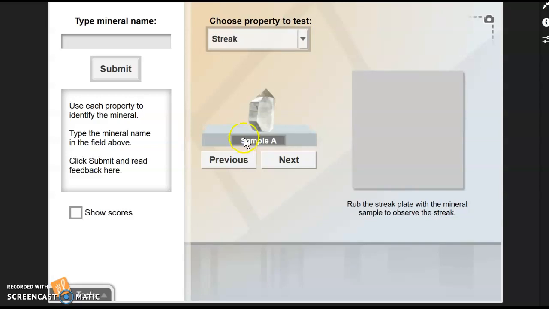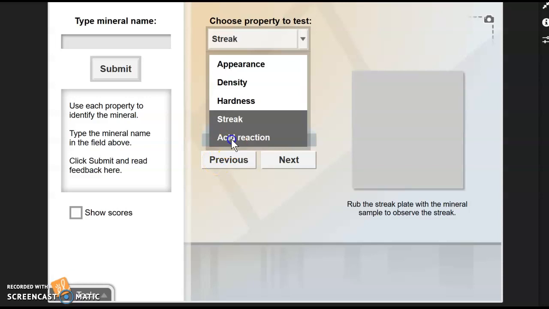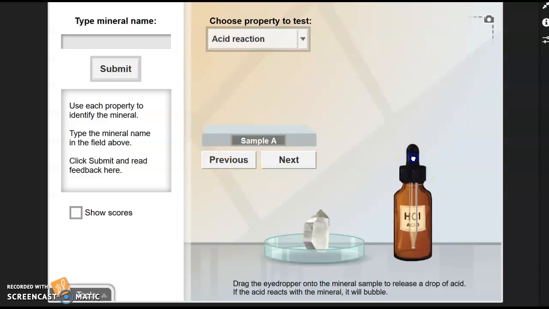Our streak. Now, when we do our streak, that's just simply to scratch it across this streak plate and see what the color is. There is no streak. It produces no streak when I scratch it across the streak plate. Okay, so jot that down, no streak. And the last thing is, does it have a reaction from acid? Let's drop a little acid on there. There is no reaction, no fizzing when I drop acid on there.